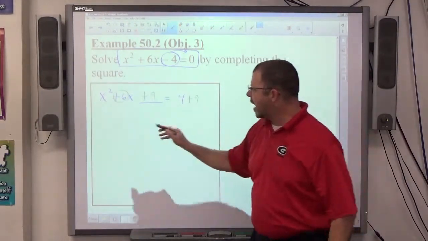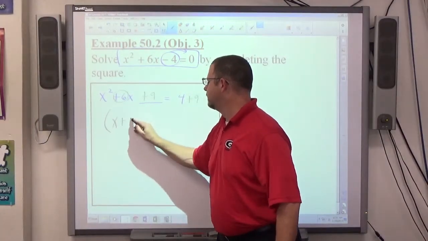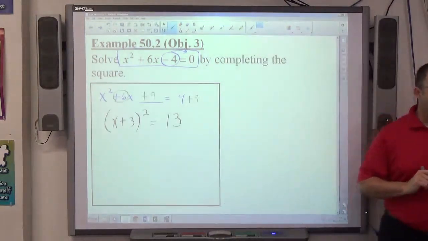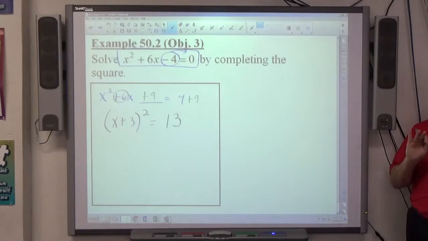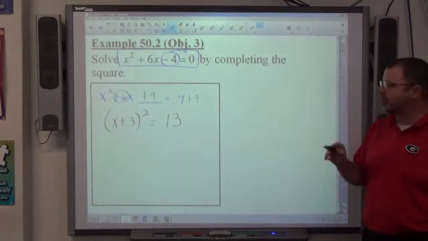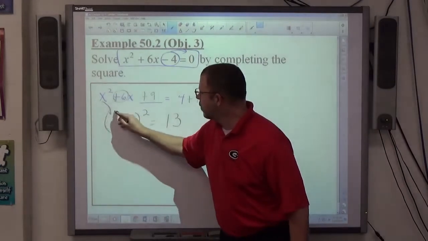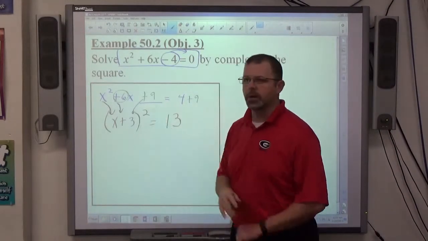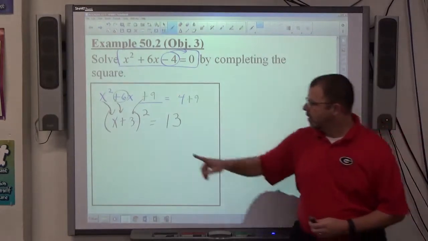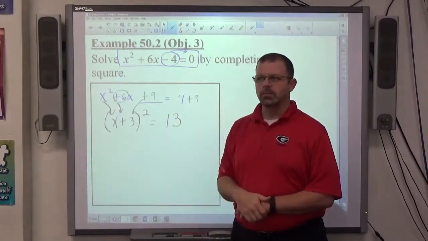Step 4, factor the left, add the right. Hopefully step 4 becomes something that's very quick to you like that. Because again, factoring is very, very simple, perfect square trinomial. Square root, sign, square root, squared. It's always parentheses squared. Square root, sign, square root.